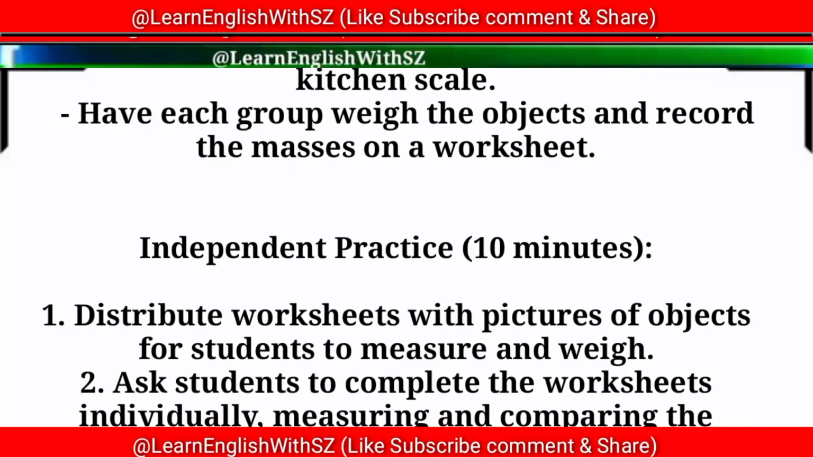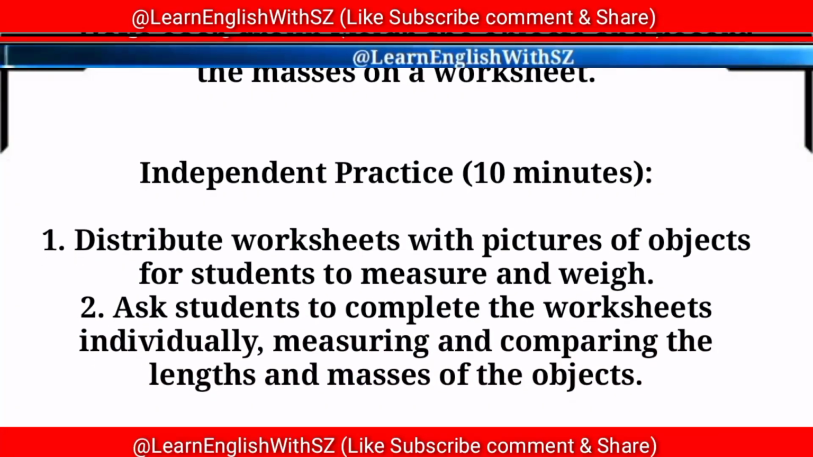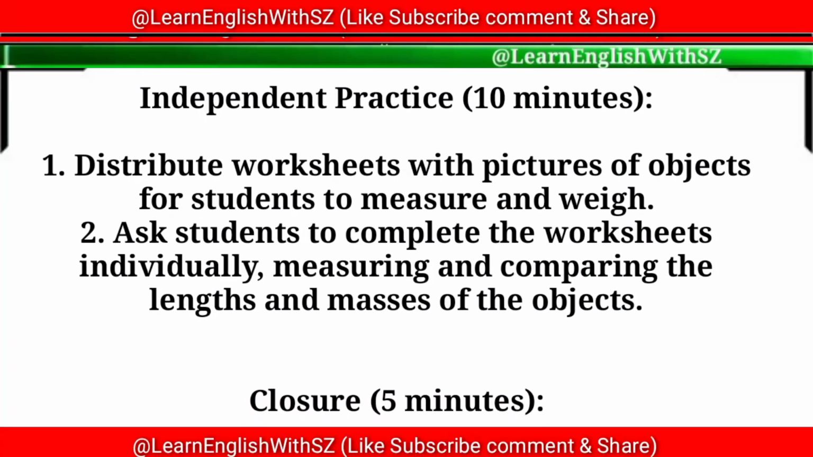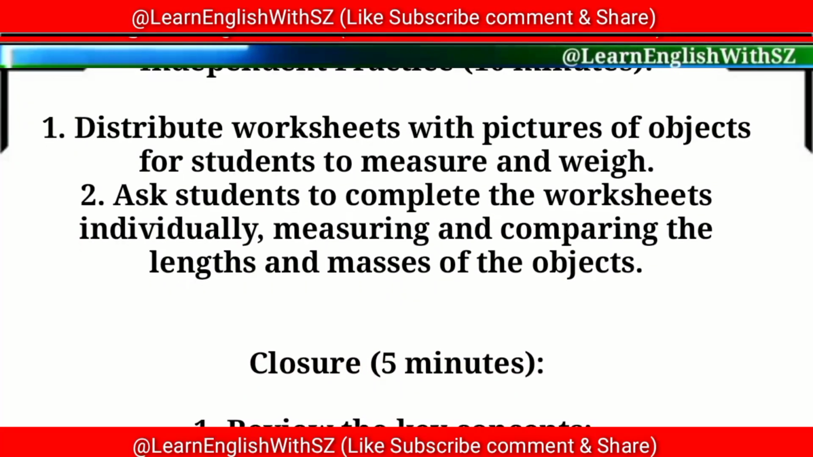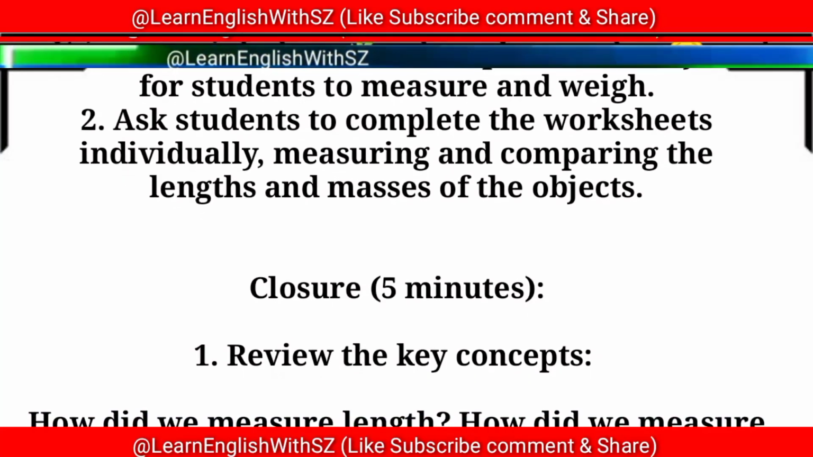Independent practice, 10 minutes. 1. Distribute worksheets with pictures of objects for students to measure and weigh. 2. Ask students to complete the worksheets individually, measuring and comparing the lengths and masses of the objects.